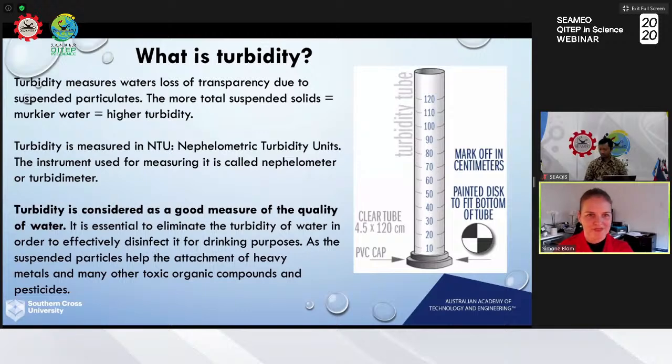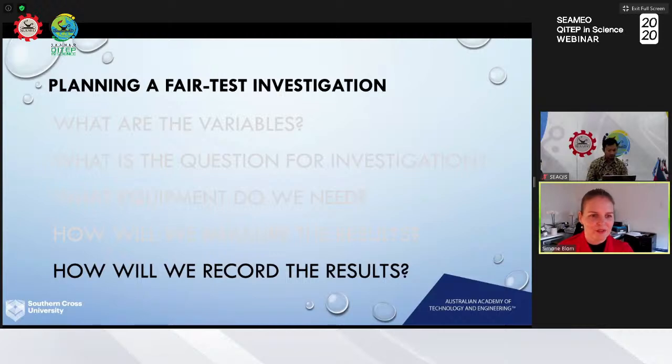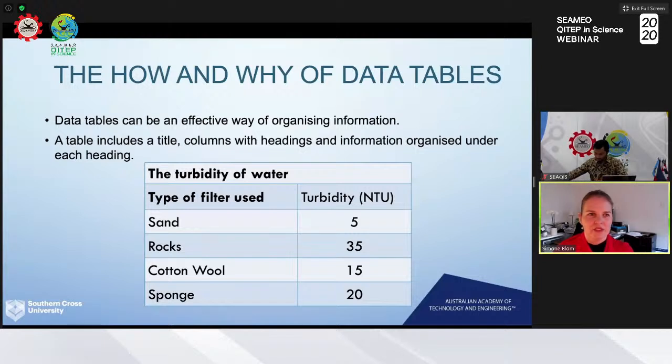I'll keep going. And another important part of planning the investigation, sorry, it's recording the results. So data tables are a really important part of learning in science. So what can be good practice is to actually model what you want the students to do. So talk about, you know, independent variable goes on the left-hand side of the table, and then you have your dependent variable on the right-hand side. So students start to make the link between the independent and the dependent variable in how they organize their information. And this translates really clearly into a graph then as well.